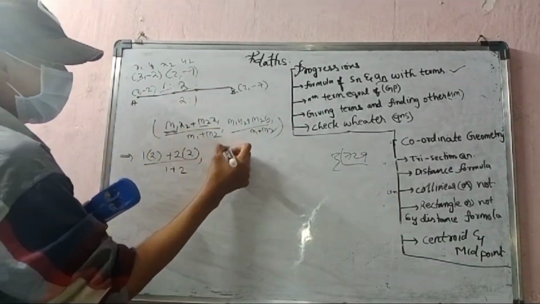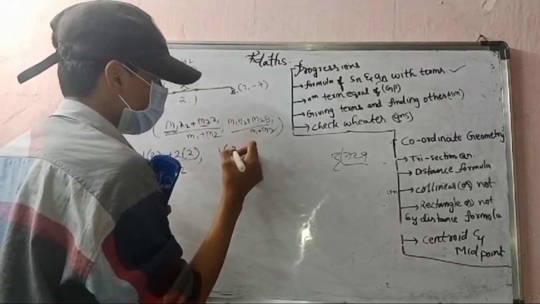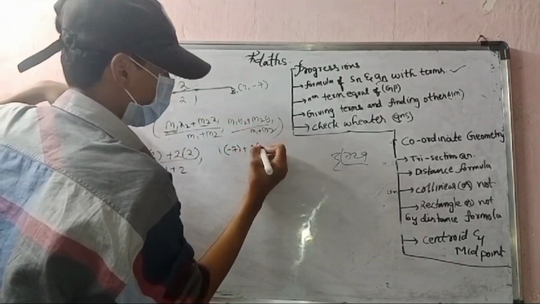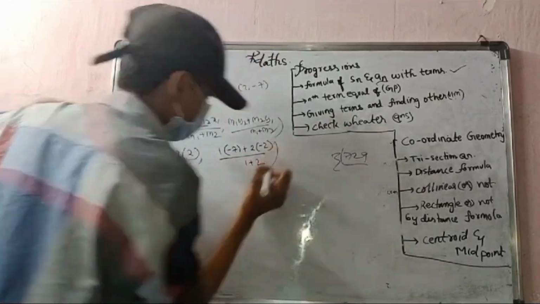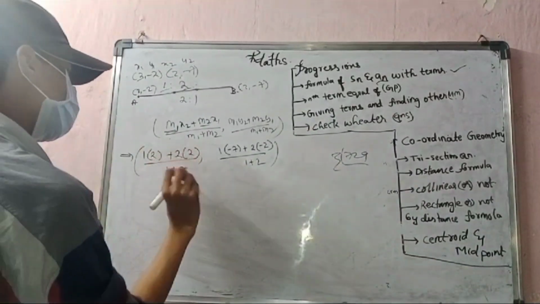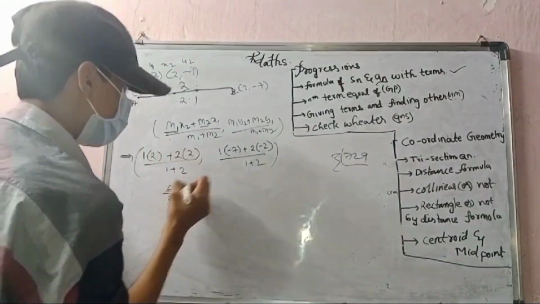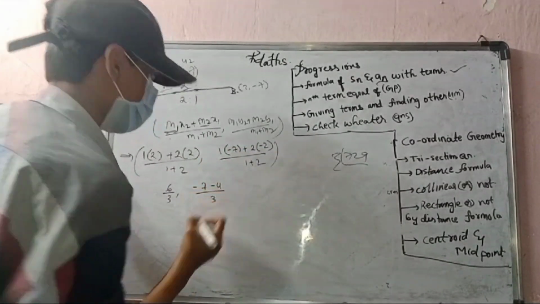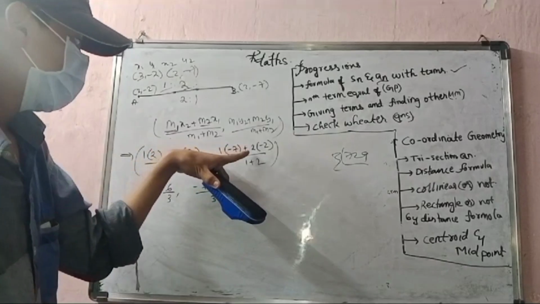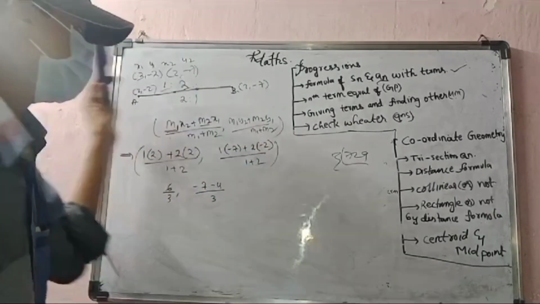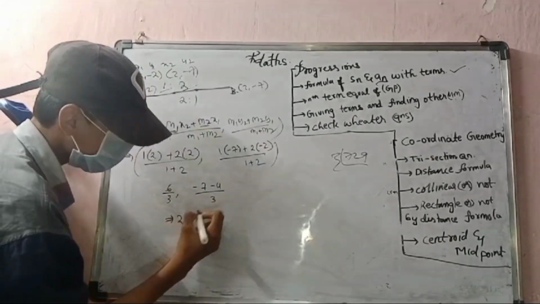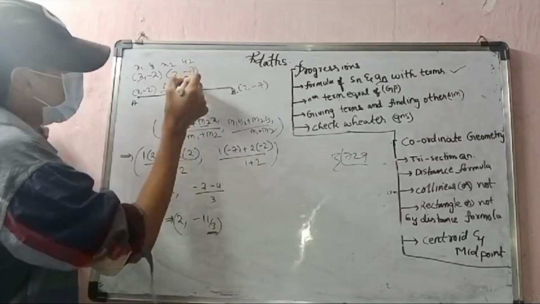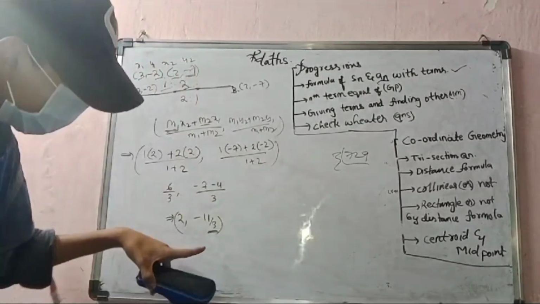So M1 plus M2 is 1 plus 2, comma, and for y it is the same ratio. M1 is 1, y2 is minus 7, so 1 into minus 7 plus M2 which is 2 into y1 which is minus 2, by 1 plus 2. Clear? 2 plus 4 is 6 by 3, comma, minus 7 minus 4 by 3. Now you got 2 comma minus 11 by 3.